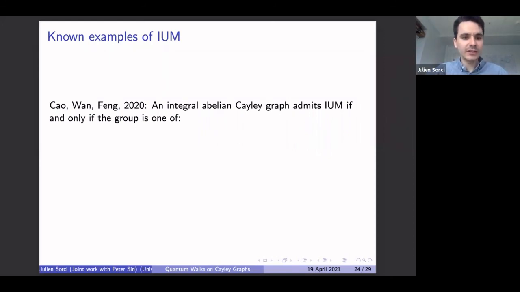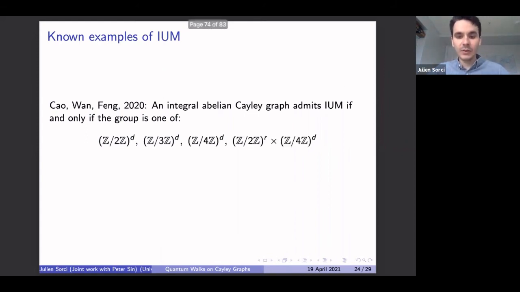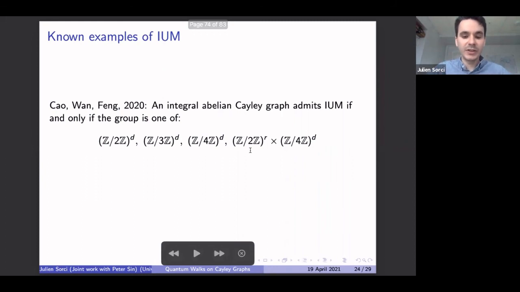So Cao, Wan, and Feng showed in 2020 that an integral abelian Cayley graph will admit instantaneous uniform mixing if and only if the underlying group is either an elementary abelian 2 group, elementary abelian 3 group, elementary abelian 4 group, or the direct product of an elementary abelian 2 group with an elementary abelian 4 group.